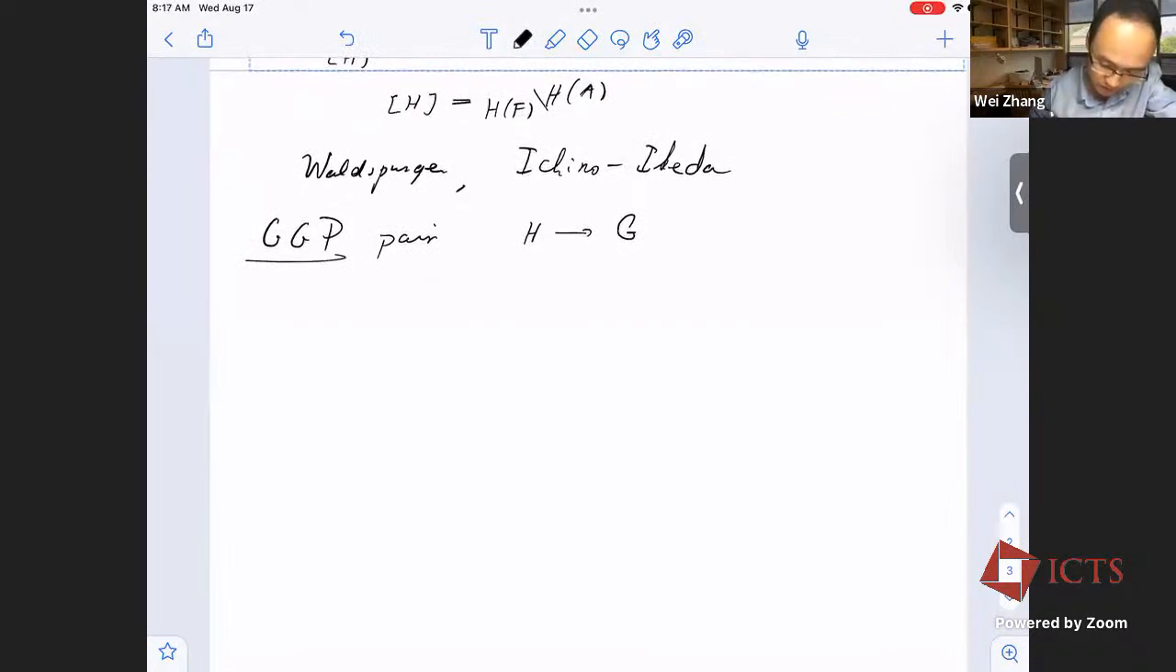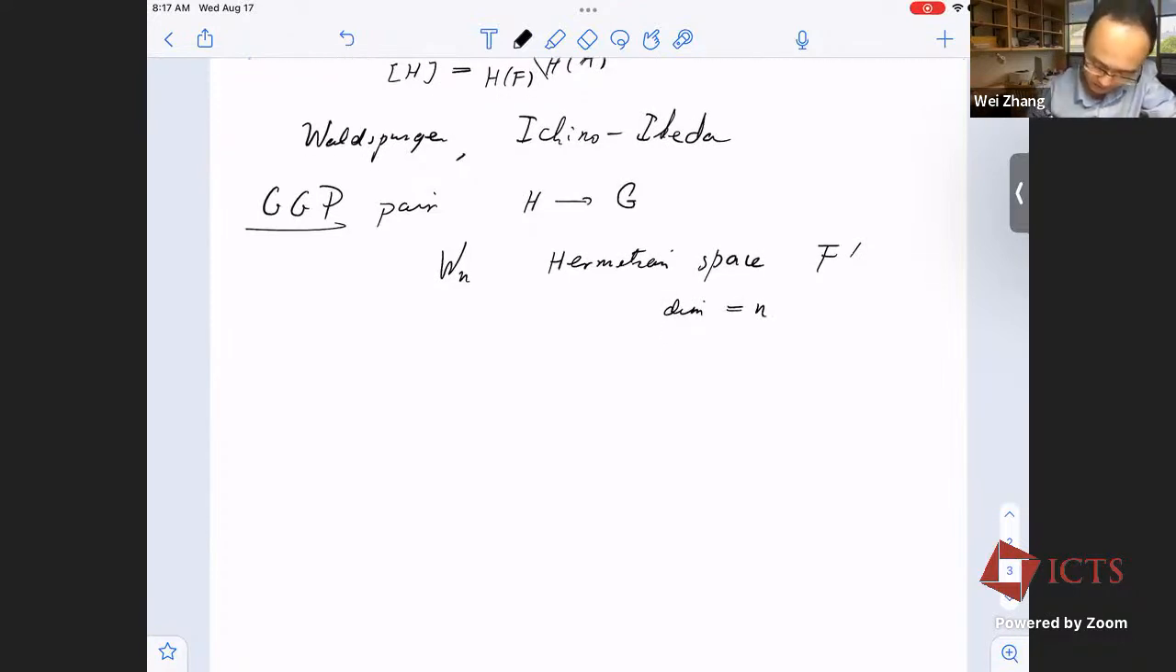This is the following situation. Let's fix one Hermitian space, called Wn. It is a vector space over F prime of dimension n, together with the Hermitian form. Then let's consider a subspace of codimension 1, W_{n-1}. Let me write W and W flat. This is a codimension 1, non-degenerate Hermitian space.